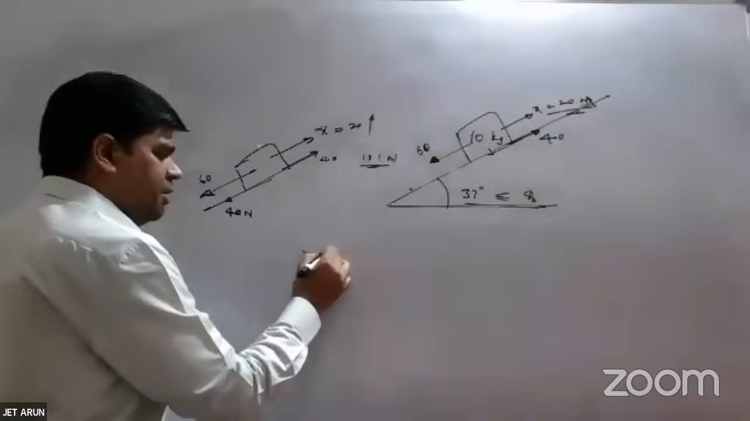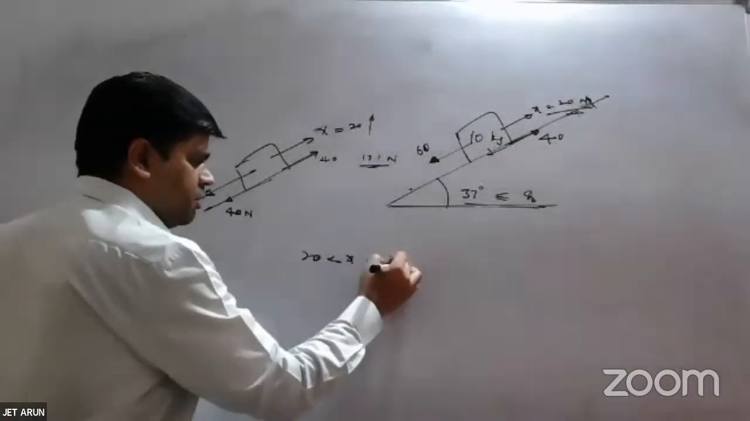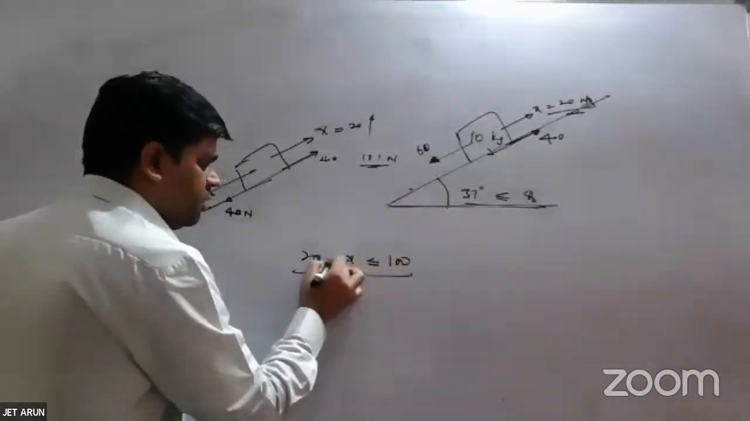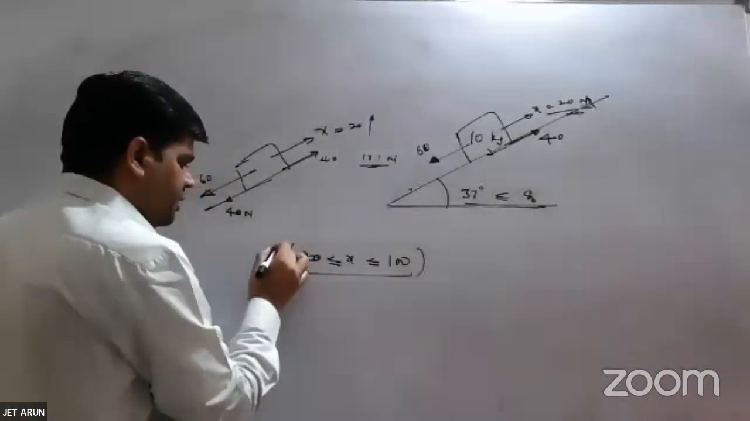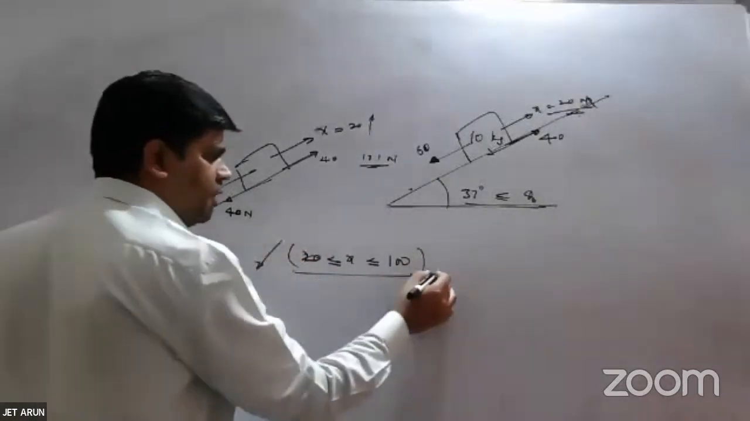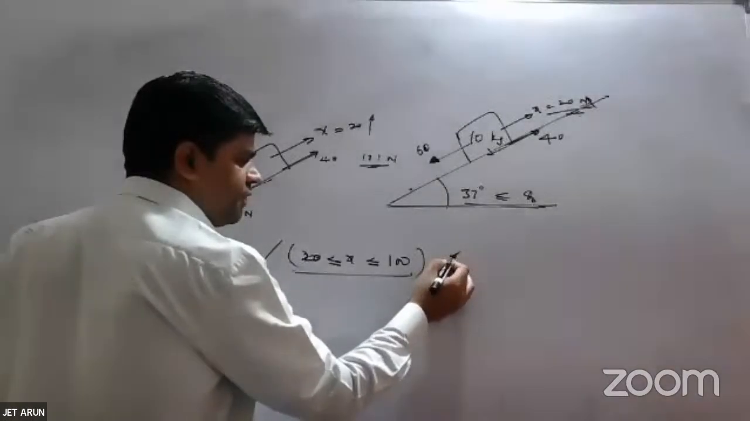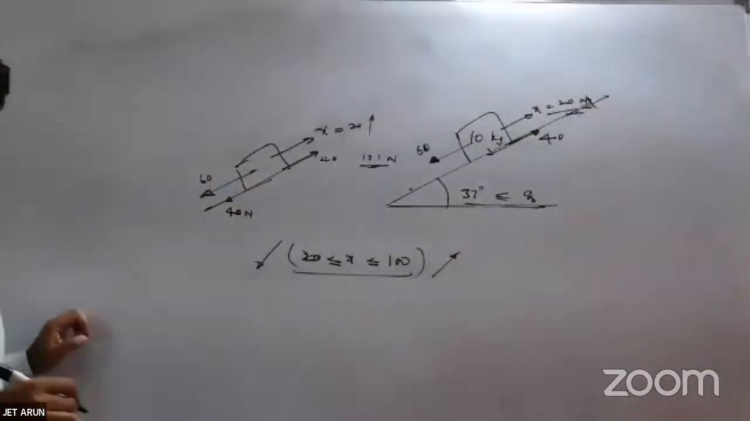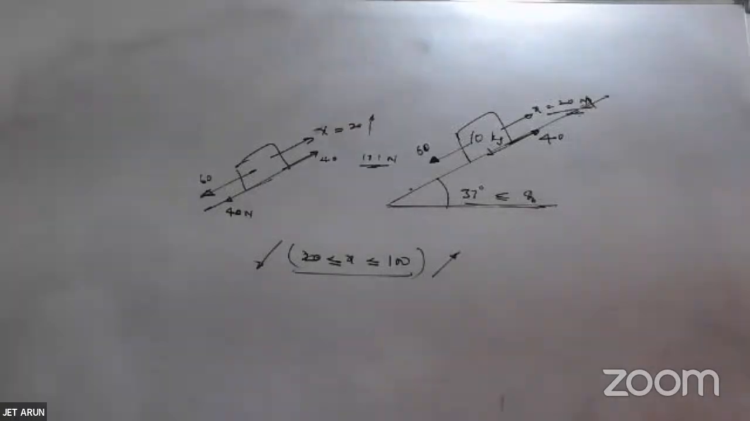So between 20 and 100, the block doesn't move. In this case, 20, the block tends to move downward. In the case of 100, the block tends to move upward. All right.